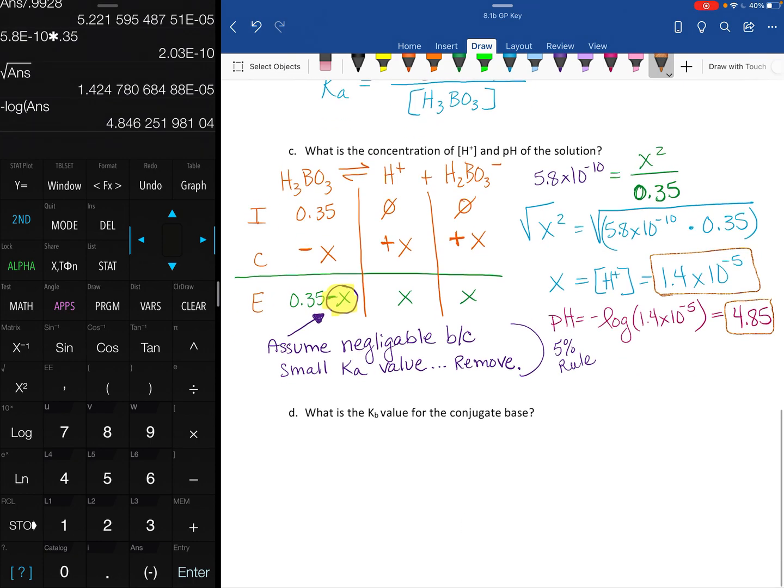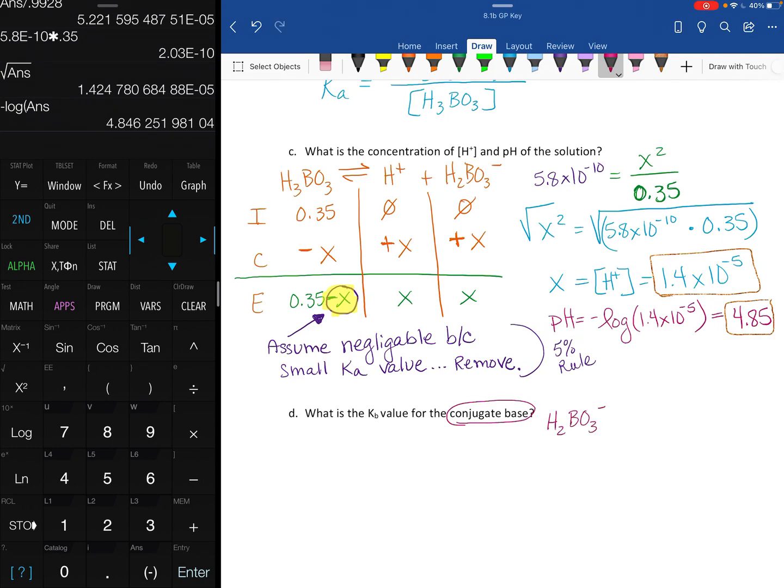All right, last problem that we're going to try. We want to know what the Kb value is for the conjugate base. Remember that in this particular case, the conjugate base is the H2BO3 minus. That is the conjugate base.